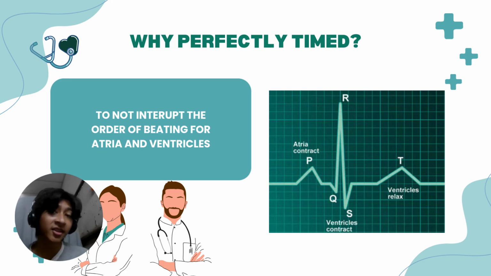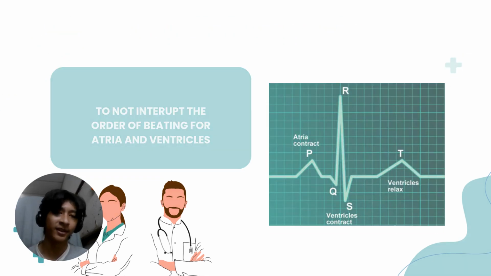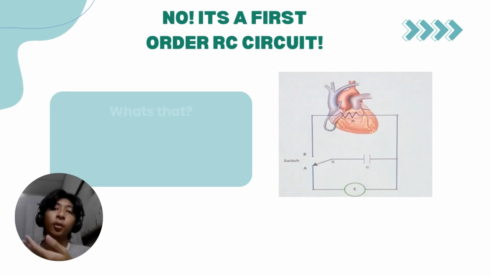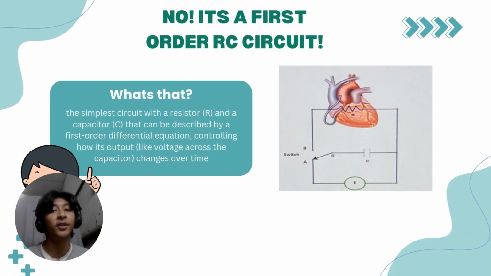As we can see in this diagram over here, there is a very specific synchronization between the atria and ventricles in order to maximize the amount of blood pumped by the heart. So it's very crucial to time the pulse very perfectly for this. So how exactly do we time it perfectly? Do we maybe use a clock? Use a button? The answer is none other than a first order RC circuit.